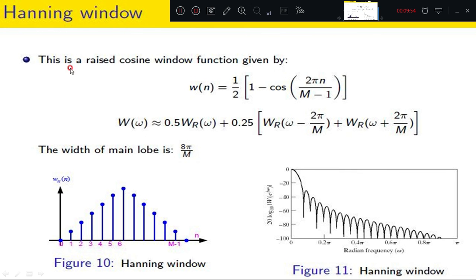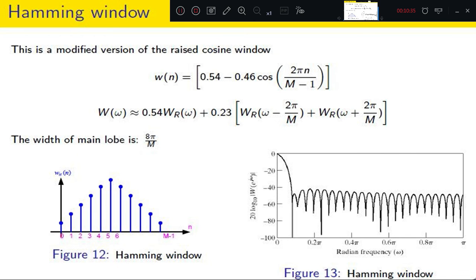And the next one is the Hamming window. The Hanning window is defined by the mathematical equation w of n is equal to 1 by 2 times (1 minus cos 2 pi n divided by M minus 1), and in the frequency domain it is given by this equation. The plot of the window in the time domain as well as the frequency domain looks like this, and here the width is 8 pi divided by N. So these equations are very useful when you are solving examples on filter design using various window techniques, right?